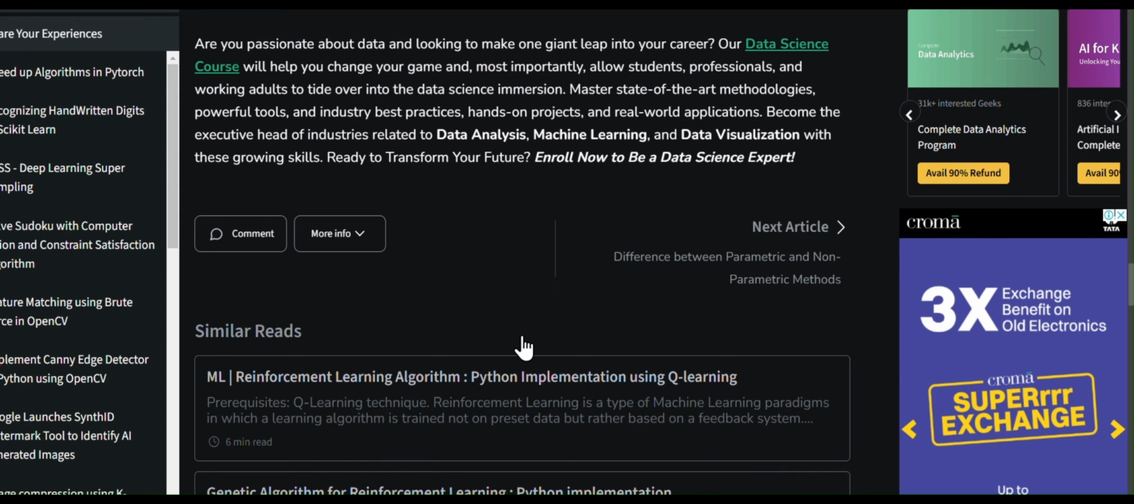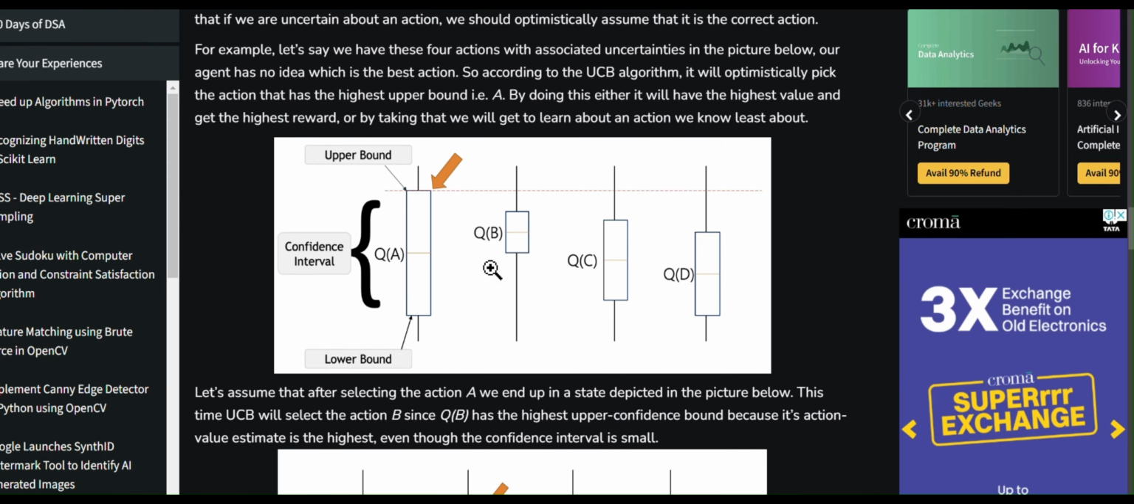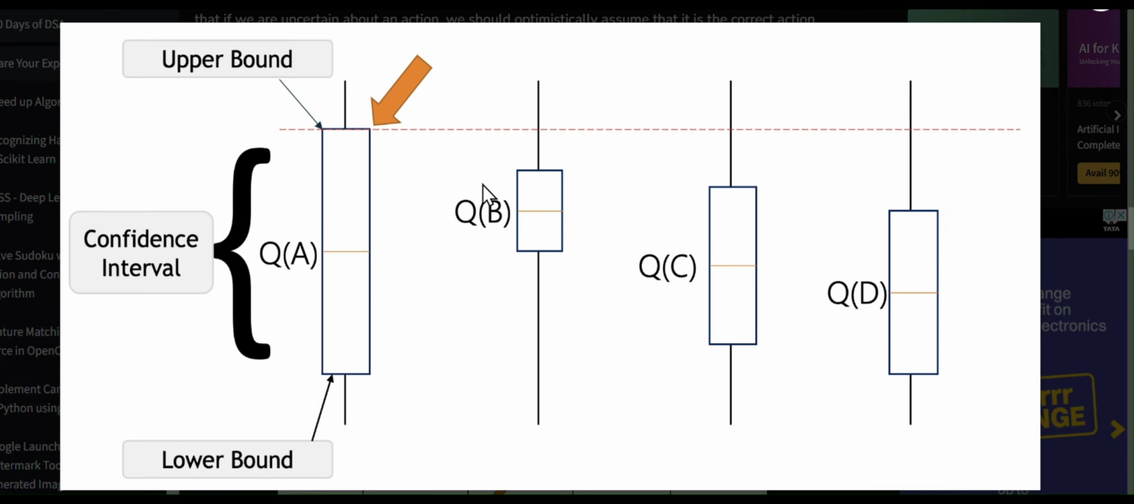In this diagram, these are a few actions, or estimated values of actions A, B, C, D. Comparing all of these, this one has the highest upper bound value, so we are selecting this action.